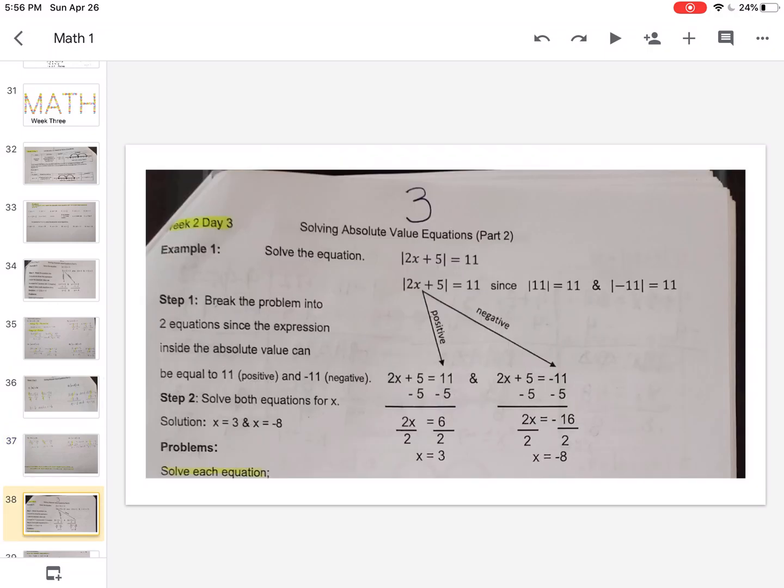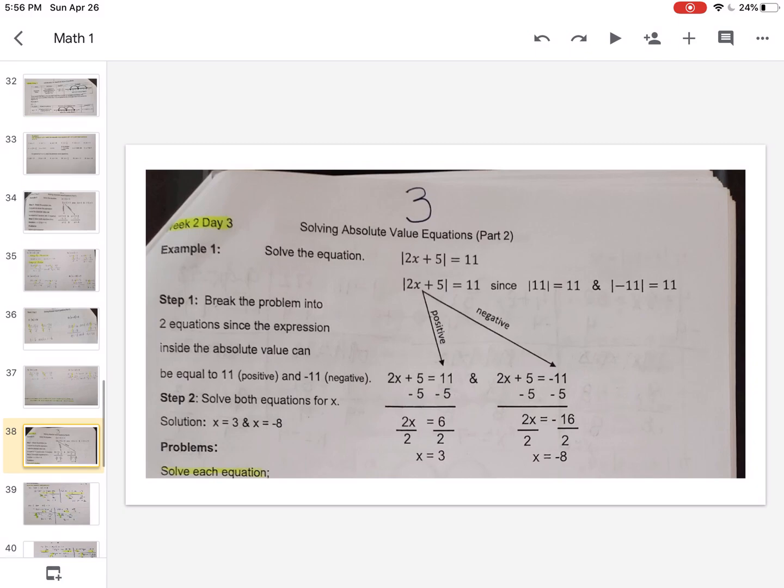So week 2, day 3, it says, break the problem into two equations since the expression inside the absolute value can be equal to 11, positive, and -11. Step 2, solve both equations for x. So let's look at some of those problems.